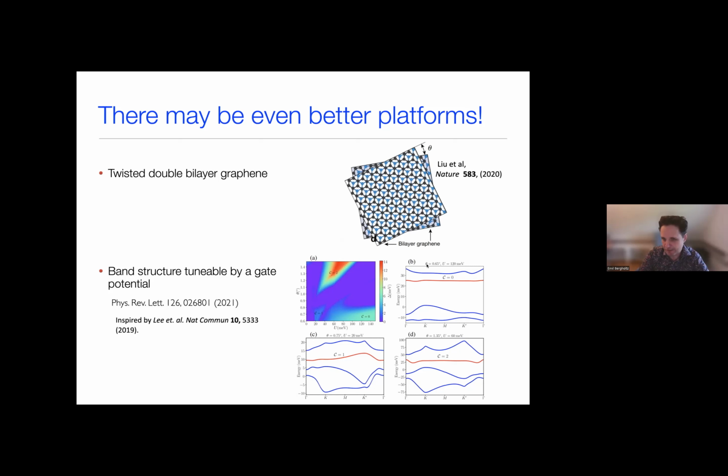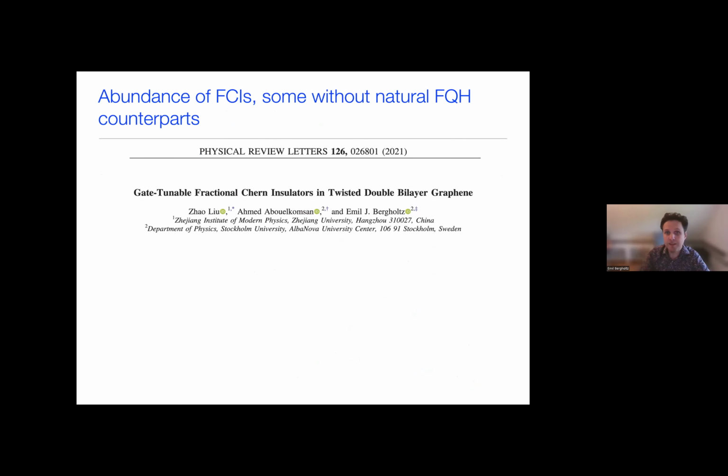So here, for specific values of gate potential and twist angle, here is a flat Chern number 0 band, a relatively flat Chern number 1 band, and a very flat Chern number 2 band. So it will be interesting to see what interactions do in these bands. And well, it turns out to be really an abundant platform for fractional Chern insulators. Some actually do not have a direct counterpart in Landau levels in fractional quantum Hall states. So this is all contained in this paper.